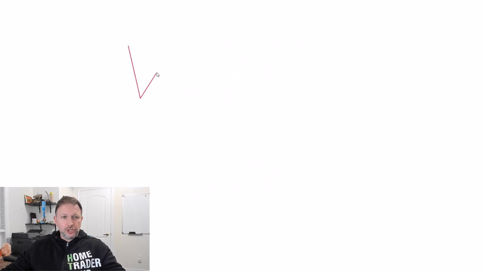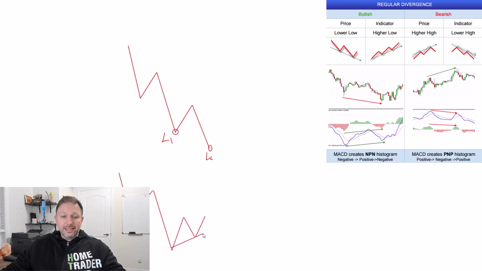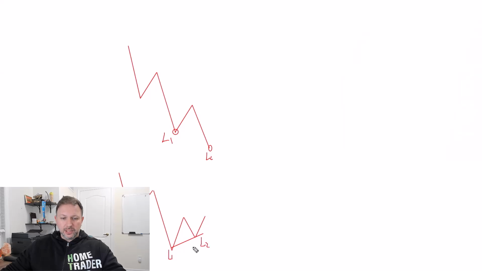And for a bullish divergence, it would be opposite. At the end of a downtrend, we would be looking to compare lower lows on the chart, so this is L1, L2, and at the end of a downtrend, the indicator MACD moving average would show you the opposite scenario, right? The second low would be higher than the first low.